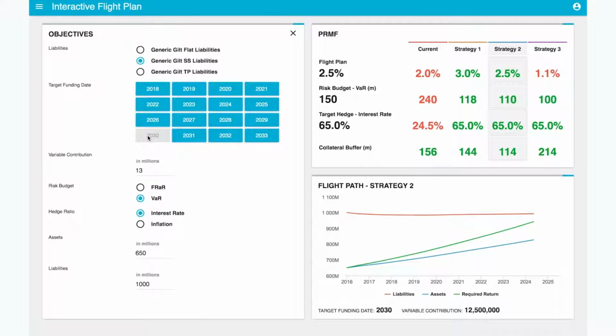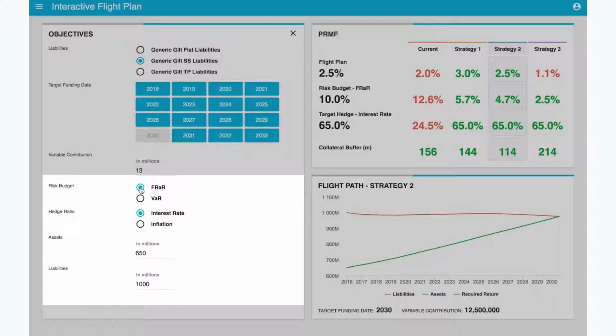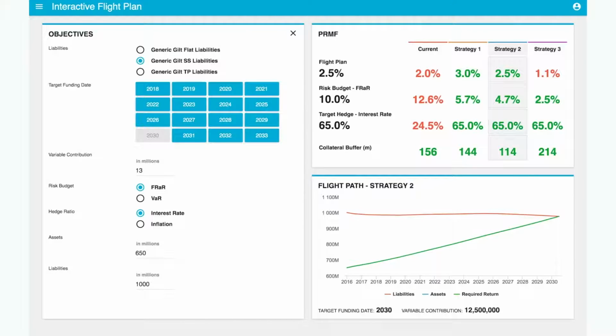Next, we're going to decide how we want to measure risk. I'm going to choose a funding ratio at risk measure, or FRA. Finally, we need to enter the size of the assets and liabilities. Now, the tool has projected our assets and liabilities and calculated the return we need to meet our objective. That's gilts plus 2.5% per annum, and we can see that here.